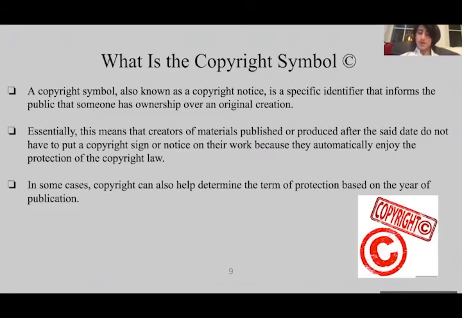What is the copyright symbol? A copyright symbol, also known as a copyright notice, is a specific identifier that informs the public that someone has ownership over an original creation. Essentially, this means that creators of materials published or produced after the said date do not have to put a copyright notice on their work because they automatically enjoy the protection of the copyright law. In some cases, copyright can also help determine the term of protection based on the year of publication.